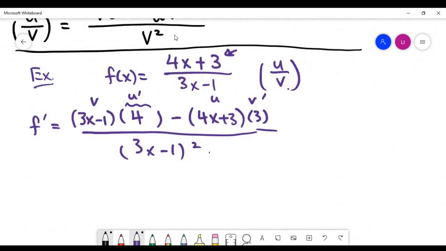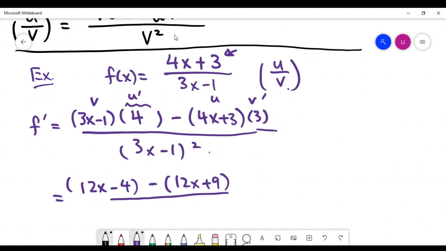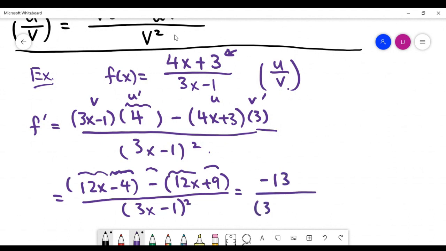If you want to slightly simplify that, of course, we can try to expand the numerator a little bit. It's going to be 12x minus 4 minus open bracket 12x plus 9, right? Close bracket. And of course, the denominator does not change. And you see, the 12x is actually cancelled. So the top becomes minus 4 minus 9, which is minus 13, divided by open bracket 3x minus 1 close bracket squared. And that's the answer to the derivative of f.